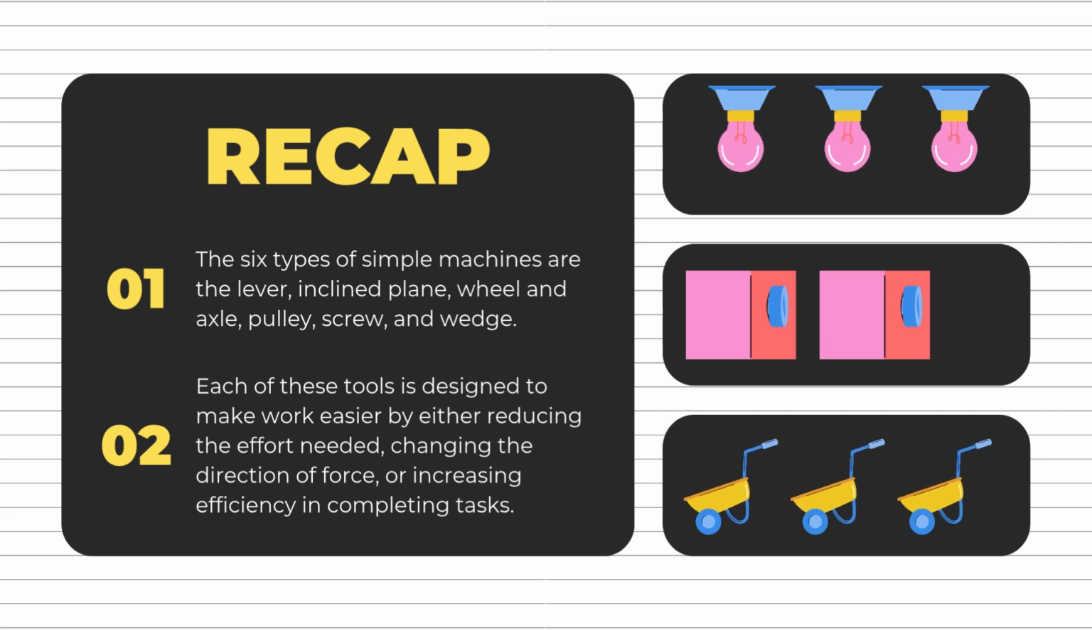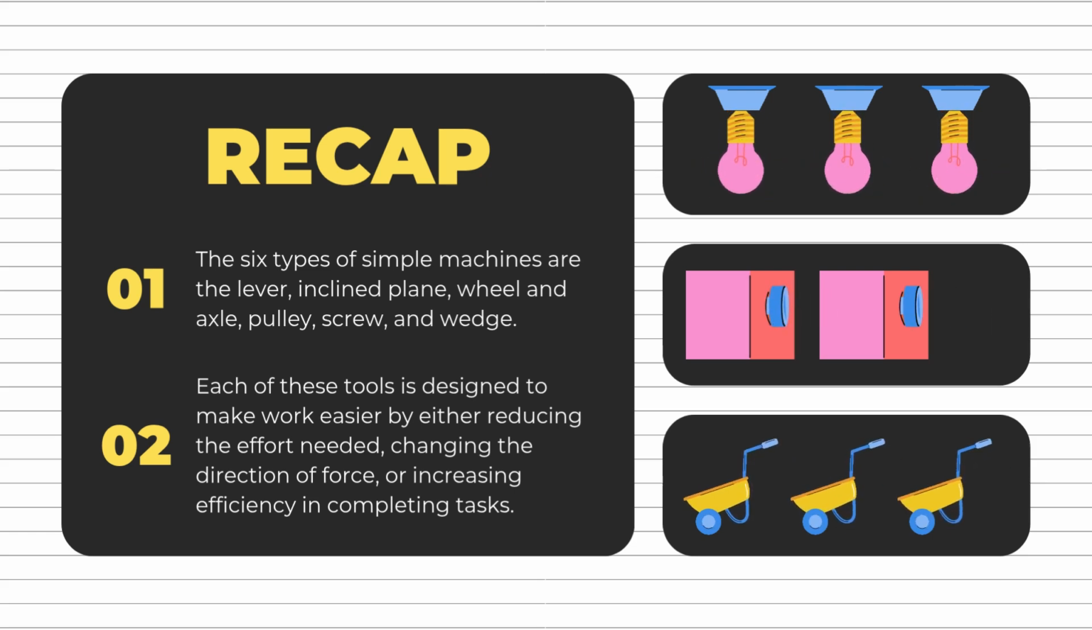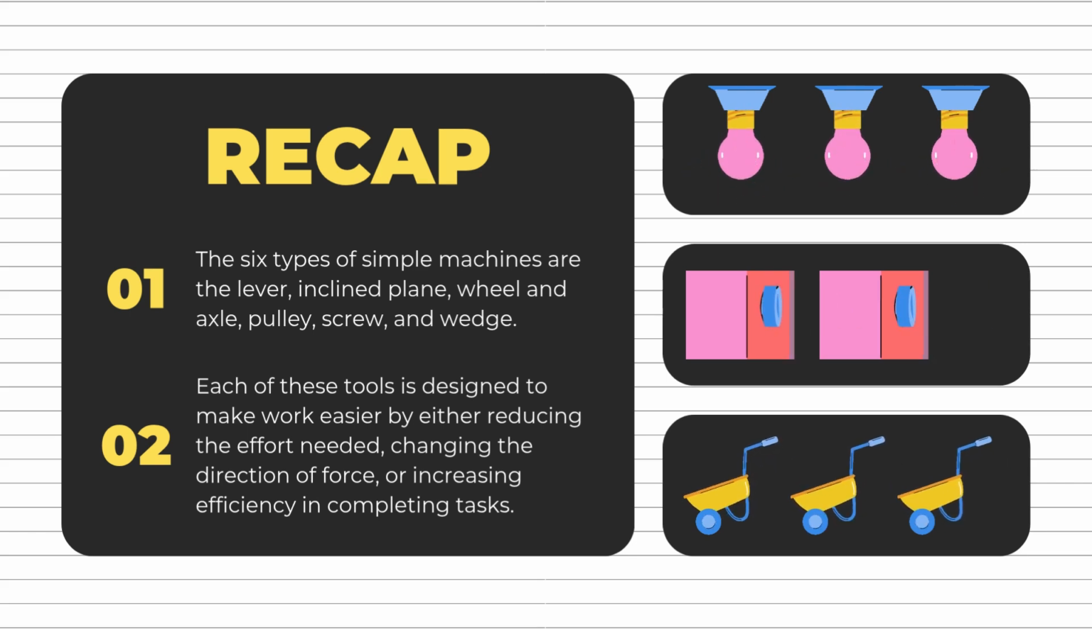Let's have a recap before we end our discussion. Again, the six types of simple machines are the lever, the inclined plane, wheel and axle, pulley, screw, and wedge. Each of these tools is designed to make work easier by either reducing the effort needed, changing the direction of force, or increasing efficiency in completing tasks.